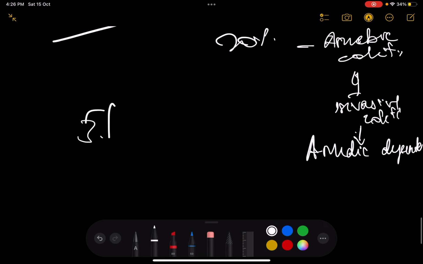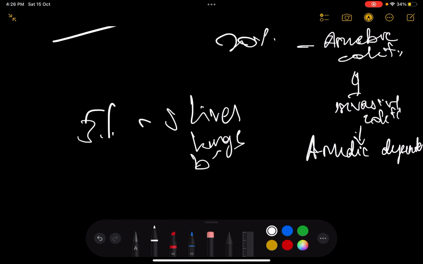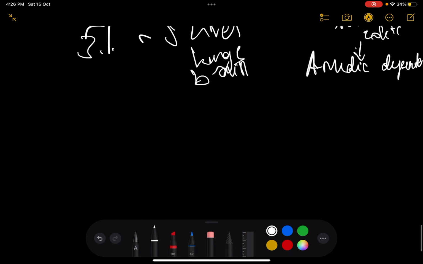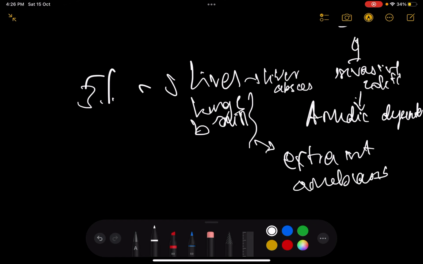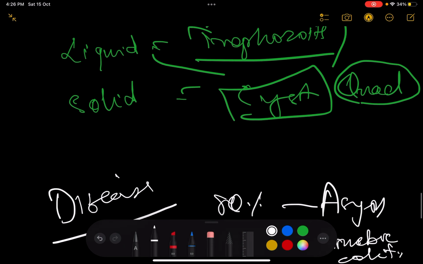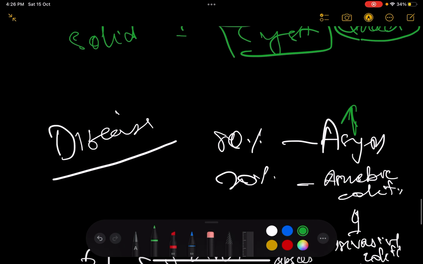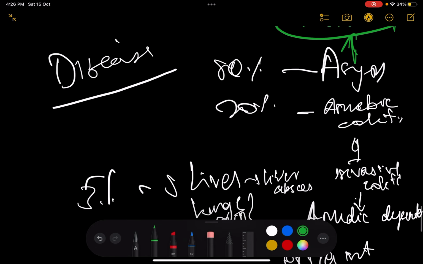And then 5% of them can actually reach the liver, lungs, brain, and they can lead to liver abscesses, and obviously lung abscesses, brain abscesses. So they are called extraintestinal manifestations or extraintestinal amoebiasis. Let me just talk about asymptomatic amoebiasis: what do you do? You treat. How do you treat? You give paromomycin. Simple. Not so important.